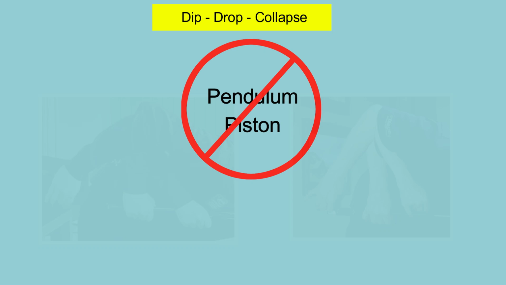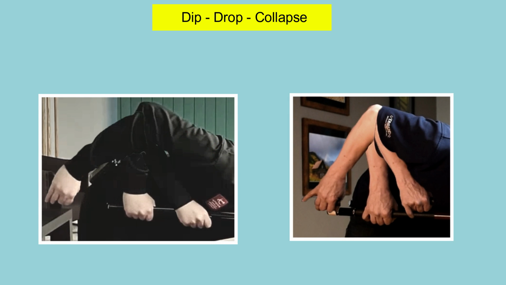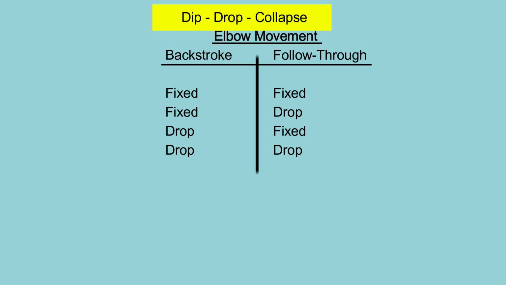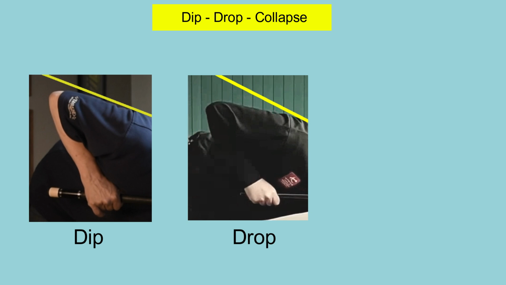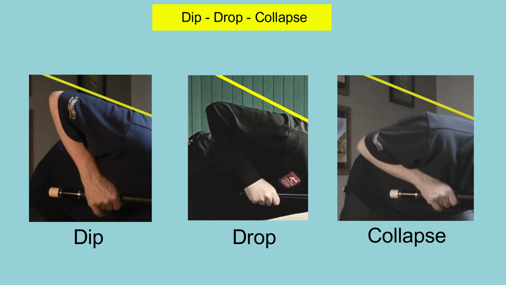It's kind of limiting. All strokes are a pendulum in the sense that we swing our forearm from the elbow. But there are four types of strokes depending on whether the elbow is fixed or drops either during the backstroke or the follow-through. There's only one way to drop your elbow on the backstroke, but there's actually three different types of elbow drop on the forward stroke. Your elbow can dip just a little bit, it can drop, or there can be a total collapse. I'm inventing these three terms just for purposes of discussion in this video.